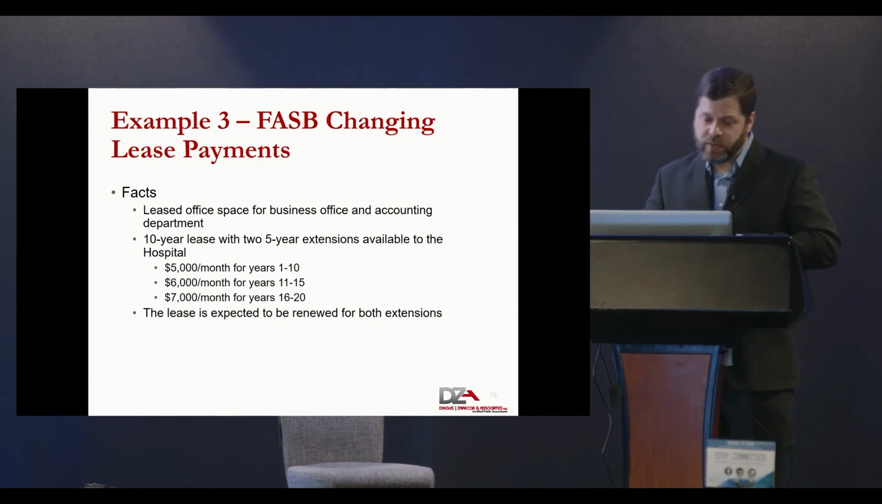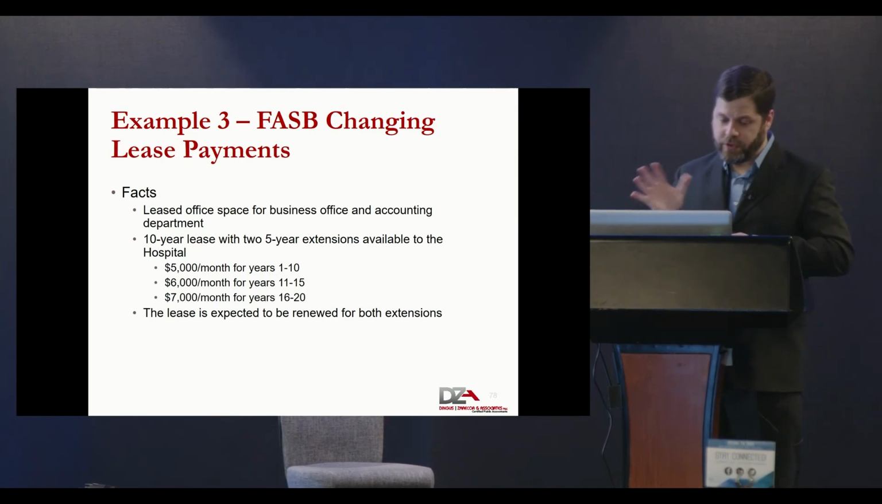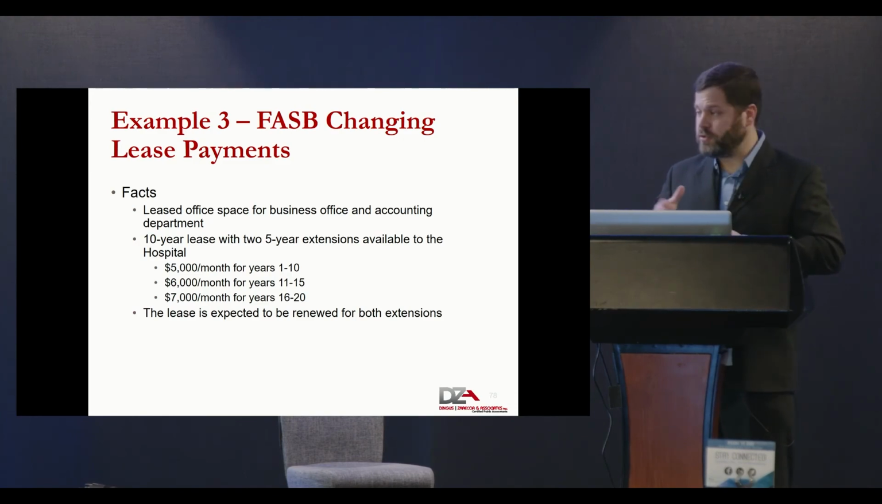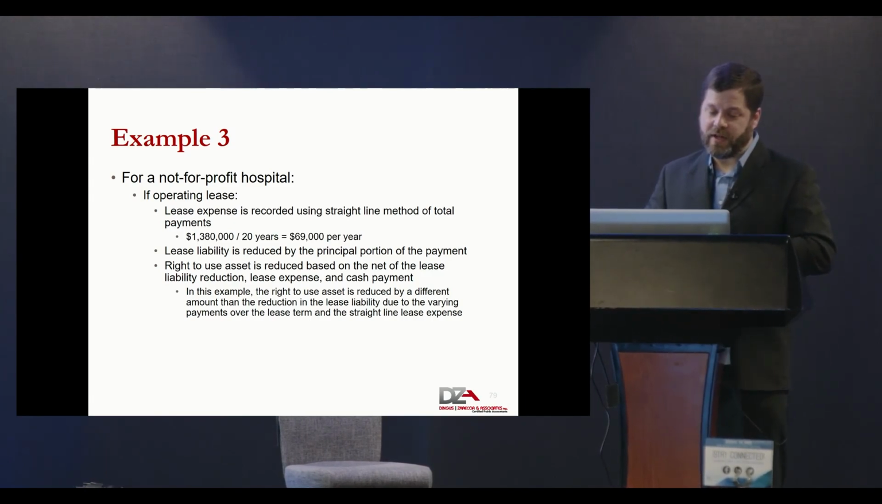Example 3, this is where the lease payments are actually changing. So with a 10-year lease, this is kind of going back similar to the first example, but in the first extension period, it goes up to $6,000, the second extension period up to $7,000. So this is where, okay, we determined that that's an operating lease. You still calculate the total amount of the payments, and you still divide it by 20 years. So very simple calculation for the lease expense.